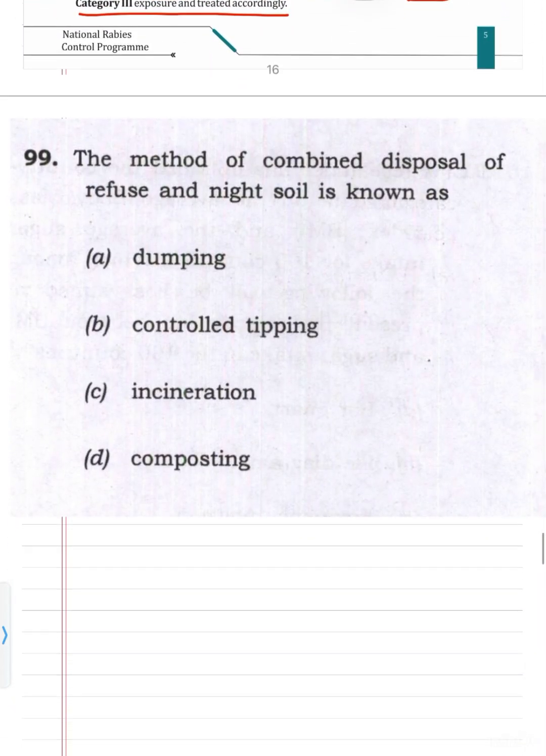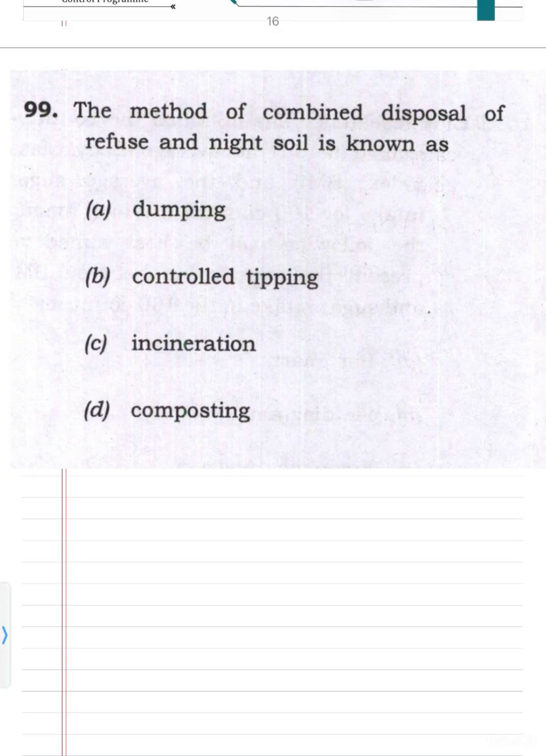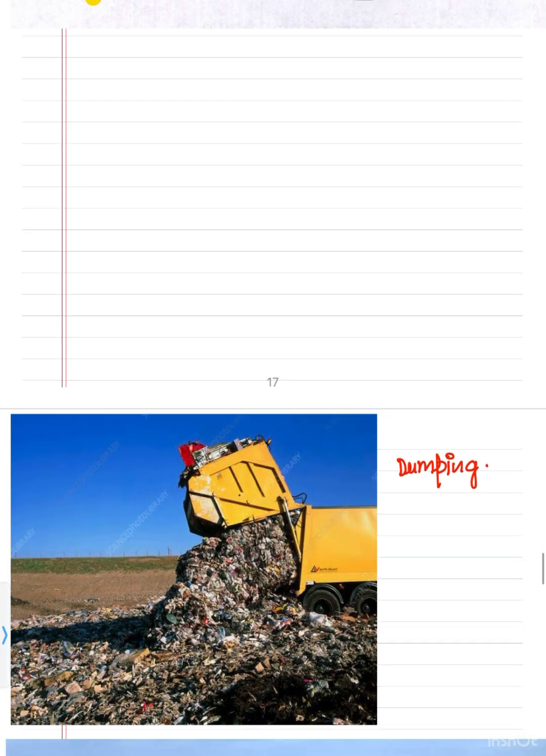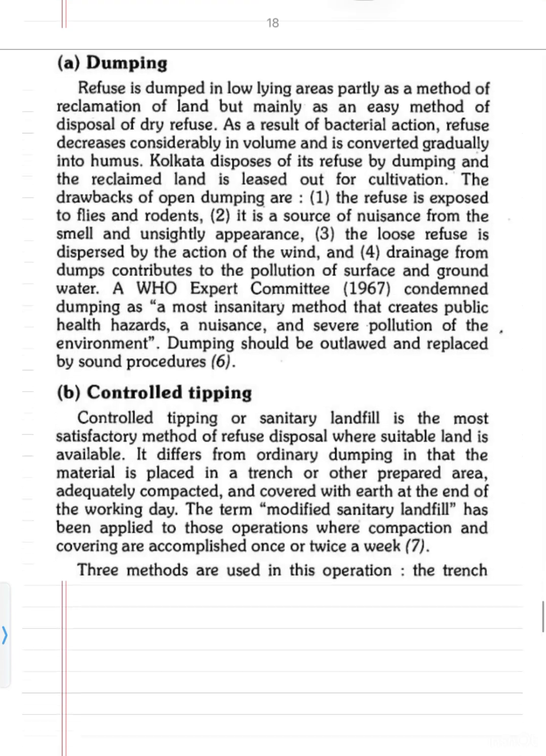Now 99. The method of combined disposal of refuse and night soil is known as dumping, controlled tipping, incineration or composting. So the answer will be composting. So the method of combined disposal of refuse and night soil is known as composting. So what is composting? It has been taken again from Park.